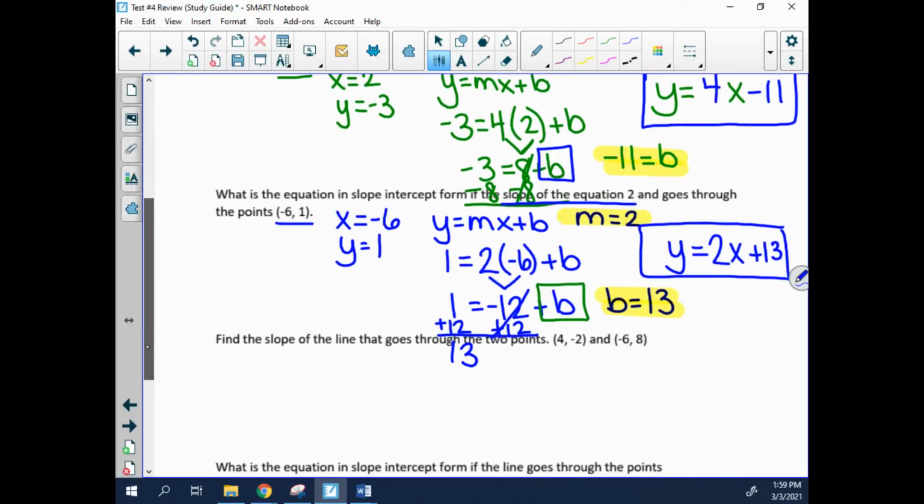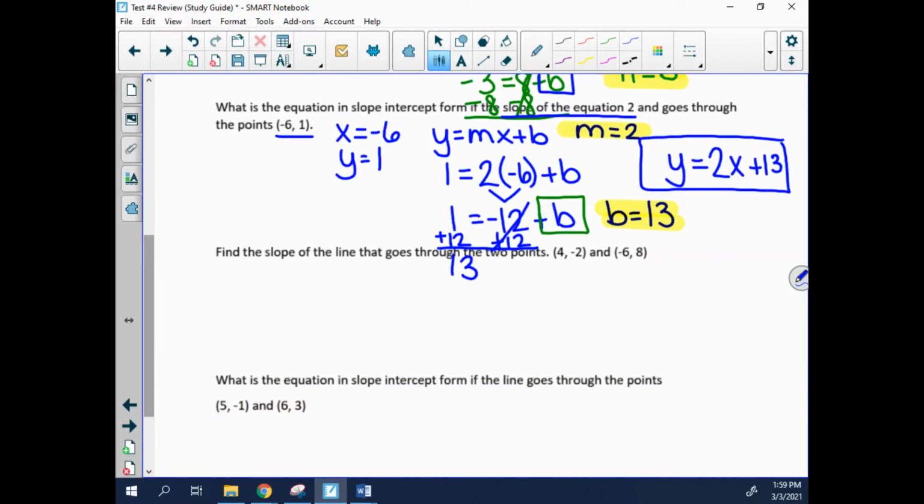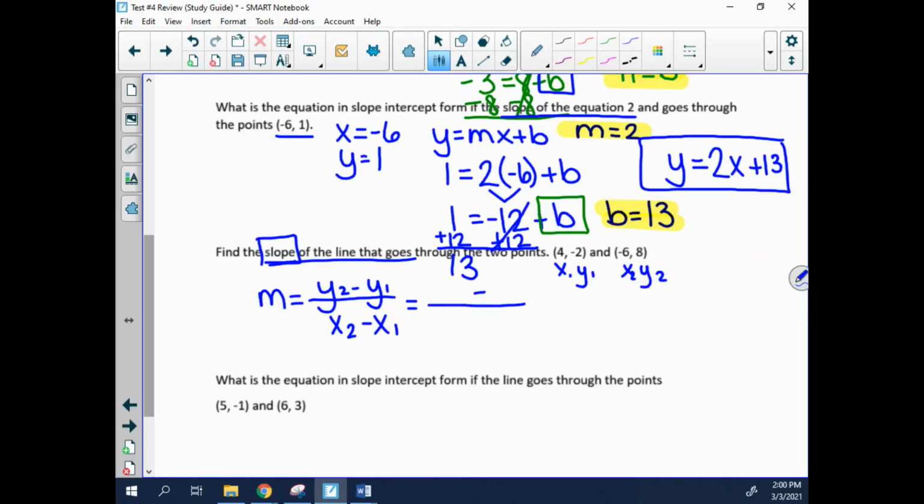The last question on this page, second to last, find the slope of the line that goes through the 2 points. So they're only asking us for slope. They want to know what m equals. Remember that we're using the slope formula, y2 minus y1 over x2 minus x1. I'm going to label my pieces x1, y1, x2, y2. I'm going to substitute into my slope frame. That's a fraction bar with subtraction on the top and the bottom.